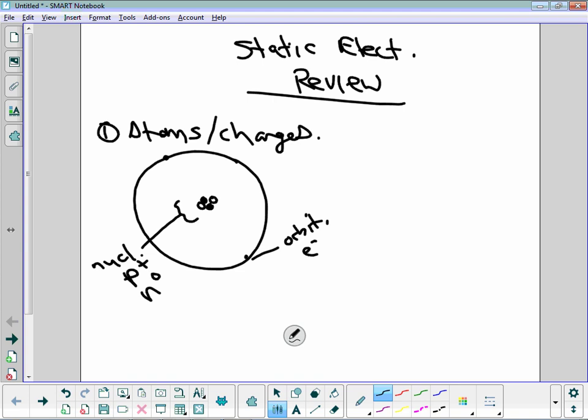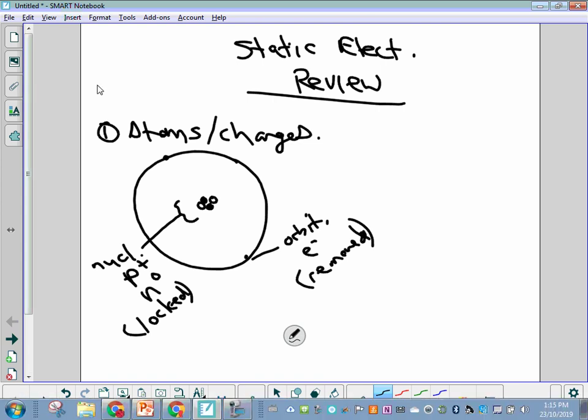All right. And remember, the electrons can be removed. They can be removed easily. All right, so electrons can be removed. And the protons can't. I say that they're locked in place. The position of the atoms locks them into place. So when we are doing something, then we're talking about the electrons being moved, all right?